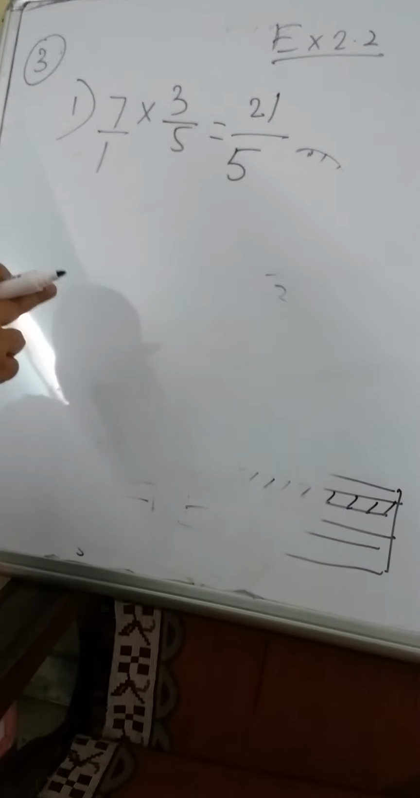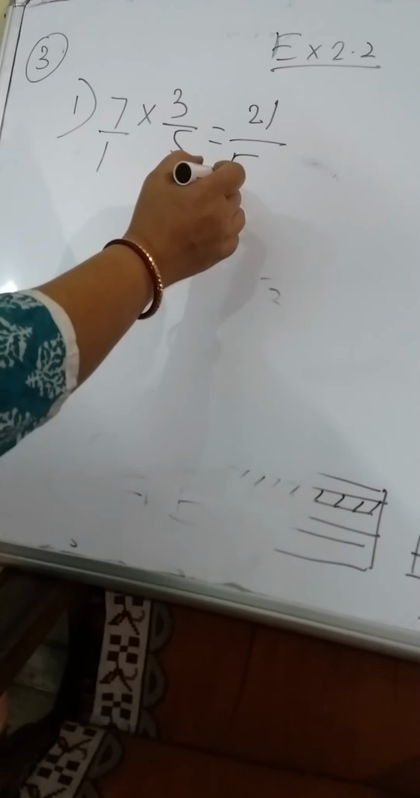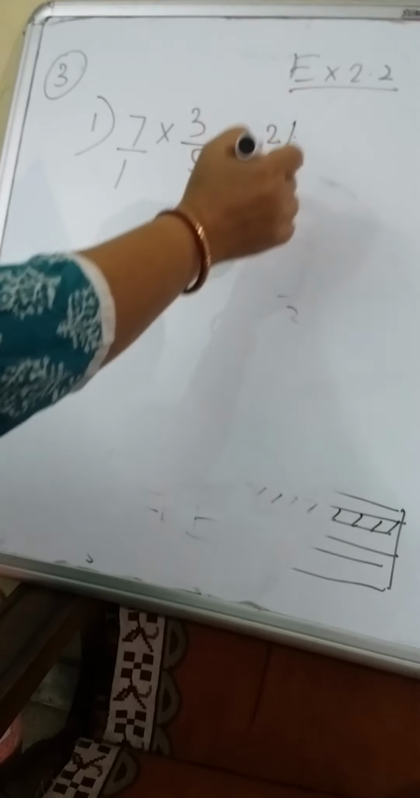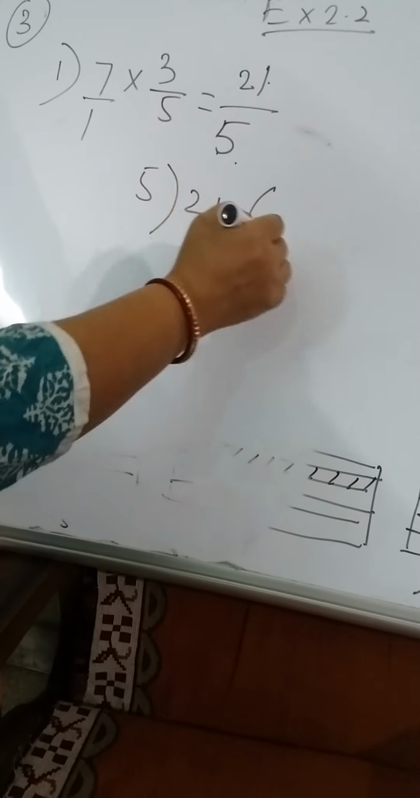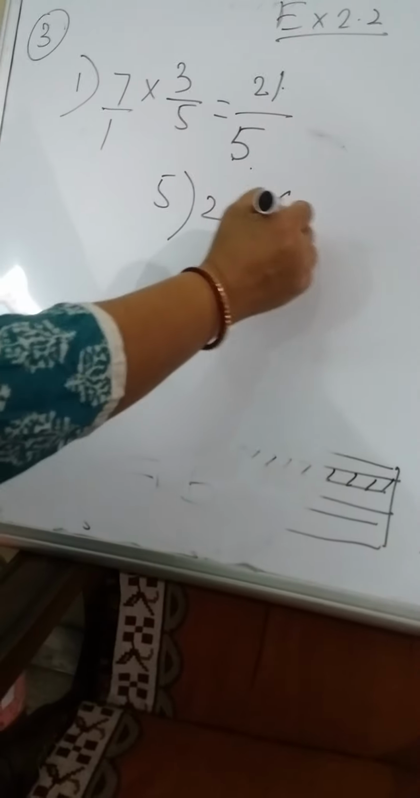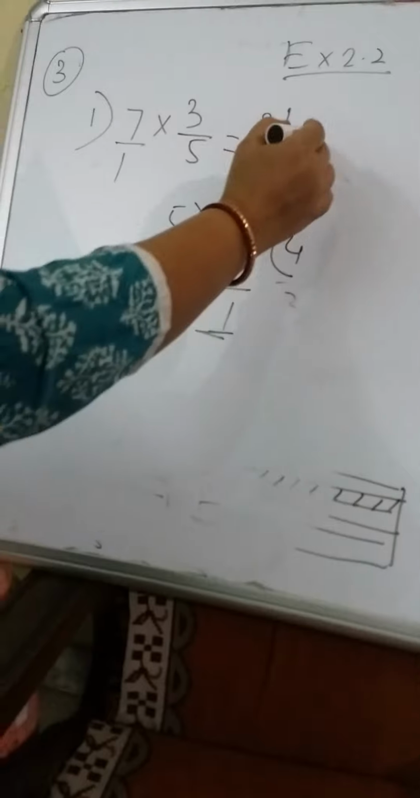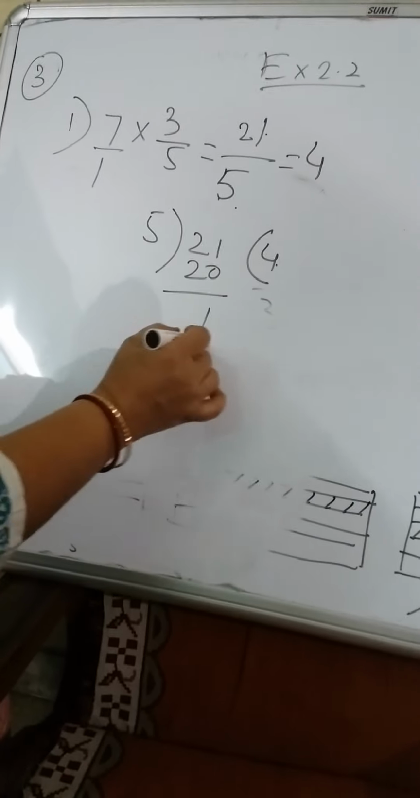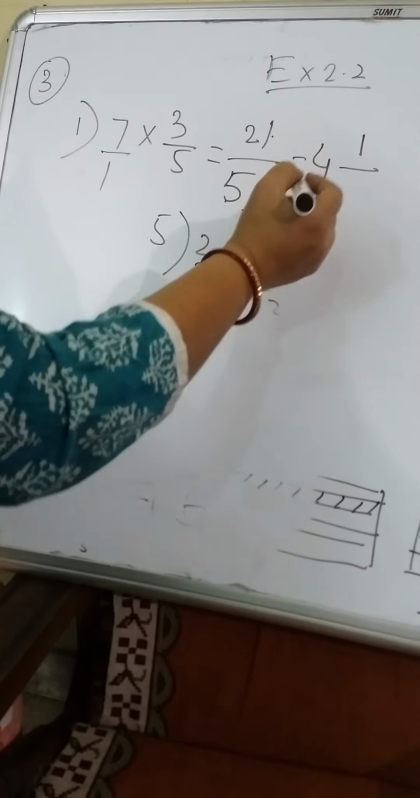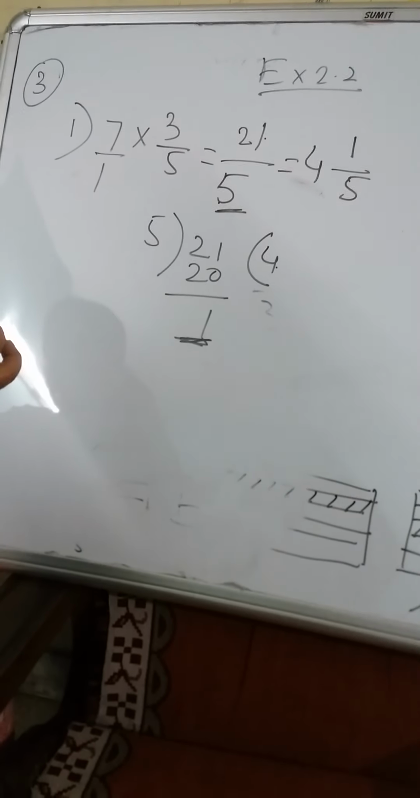Next you have to convert into a mixed fraction. How to convert into a mixed fraction? You divide numerator by denominator. You divide numerator by denominator. So 5 4s are 20. It is 1 remainder. So the whole number, that is the quotient, you will write here, and the remainder will come in the numerator, and the denominator will remain the same.